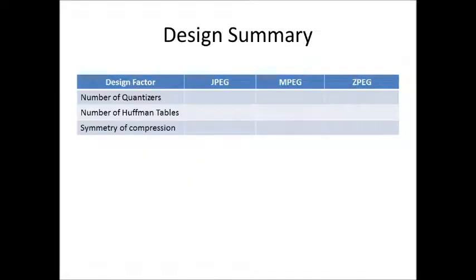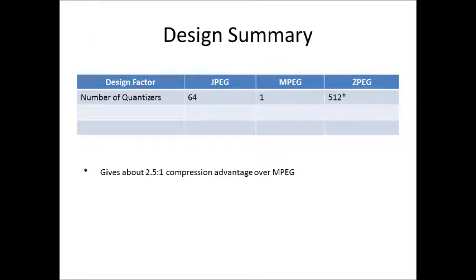Three important design criteria are the number of quantizers tailored to remove redundant information, the number of Huffman tables used to compress the result, and the symmetry of the compression operation as compared to the decompression operation. JPEG still image compression produces ideal results with its 64 quantizers, while MPEG's differencing strategy is limited to only 1. ZPEG uses 512 quantizers, which optimally remove information within and among frames.